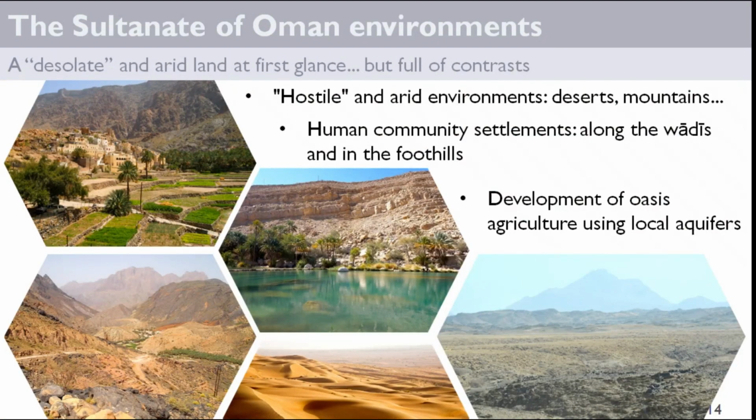So it's surrounded by the sea, but at first glance, the Sultanate of Oman can appear as a desolate or very arid land, but it's full of contrast. For example, as I said, you have some hostile and arid environments like the desert and the rocky mountains, but the human communities established their settlements along the wadis, in the foothills, and in these places they could develop over time some oasis agriculture by using the local aquifer.